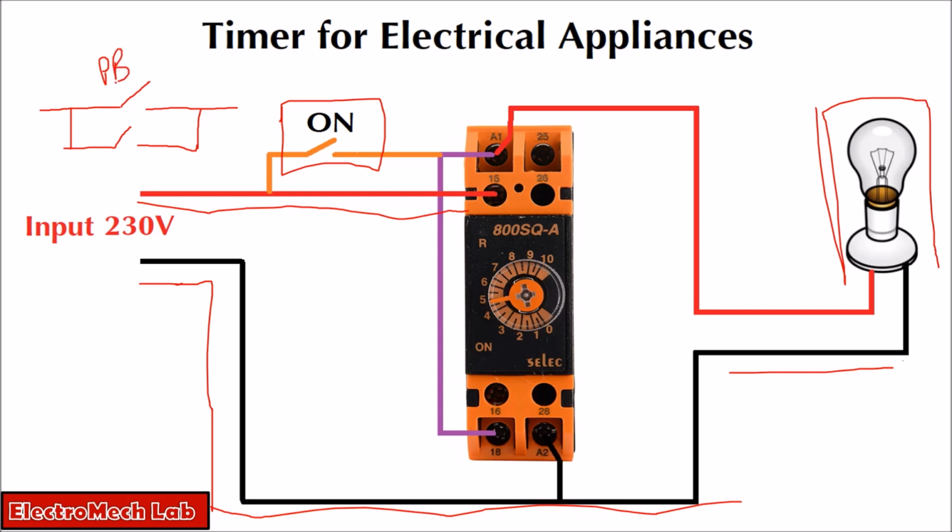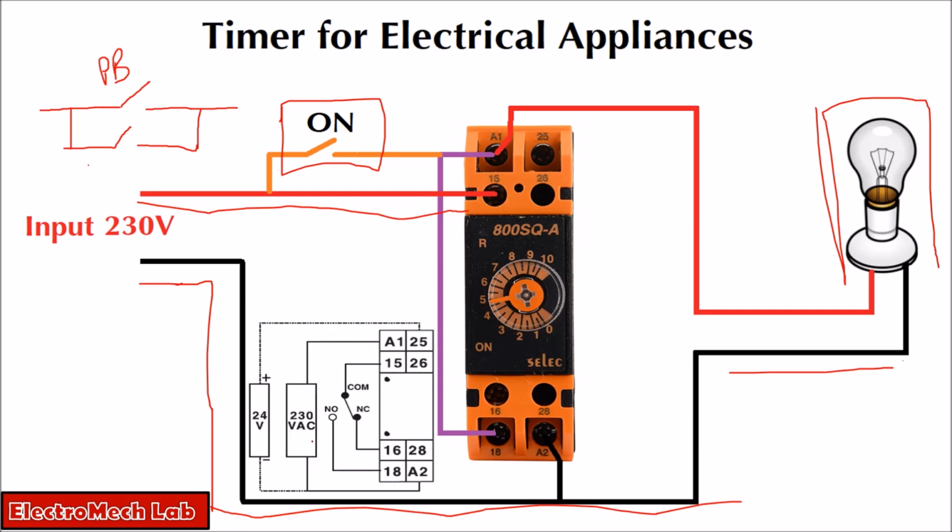And what is this other switch? This other switch is this NO and common relay contact. So this NO contact and this one are basically an electromechanical switch. So this switch and this push button switch both are in parallel.